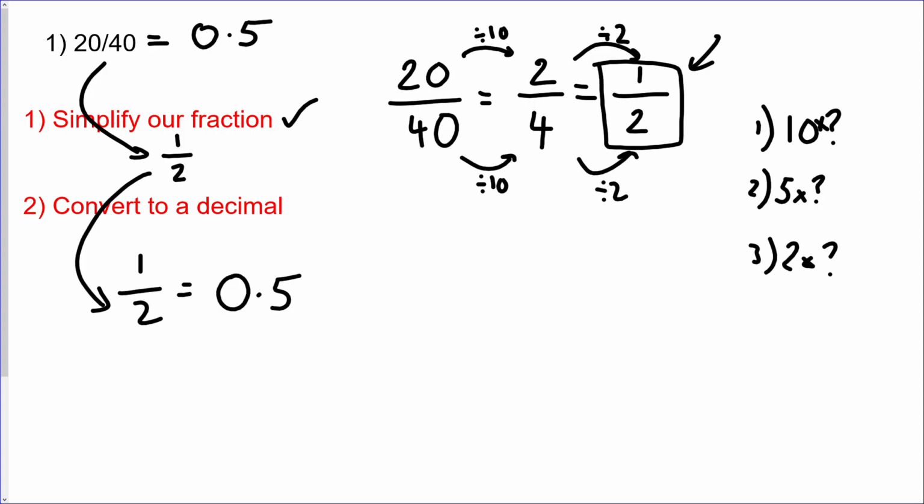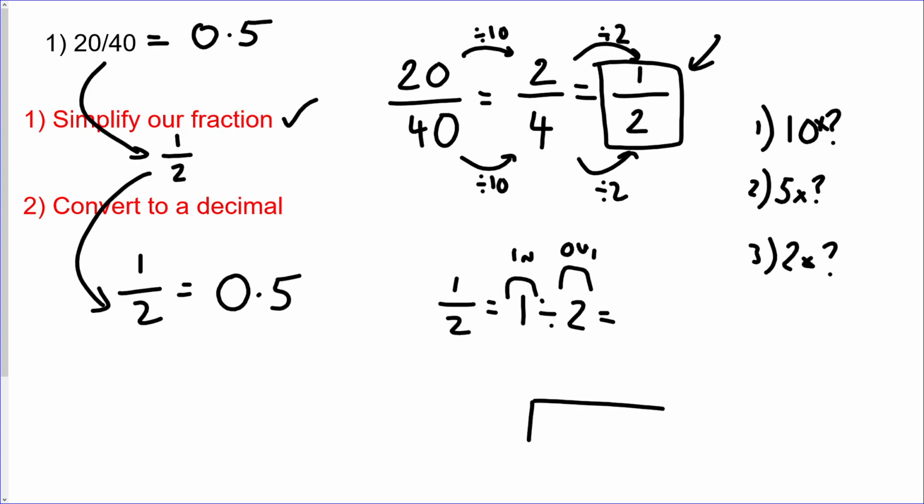However, if you couldn't remember that 1/2 was equal to 0.5, we could always remember that the line means divide. So 1/2 is the same as 1 divided by 2. Again, here we would use our bus stop method. We need to remember the saying inside out, because remember these can be quite tricky because usually we put the larger number on the outside. Now we are saying how many 2's fit into 1?